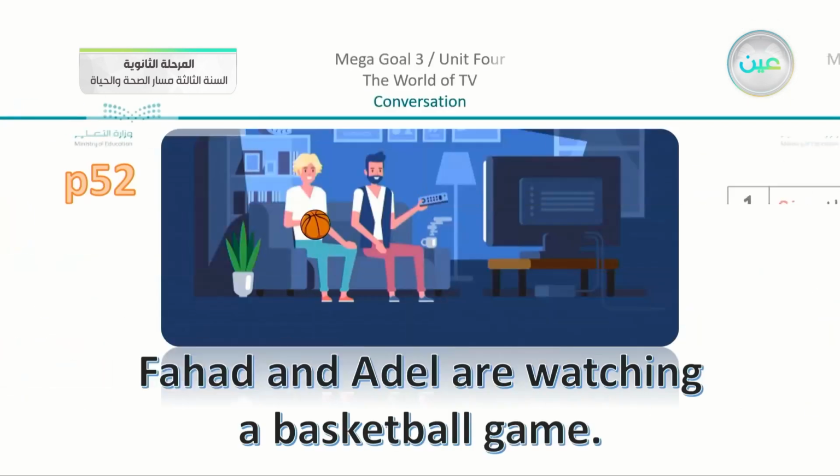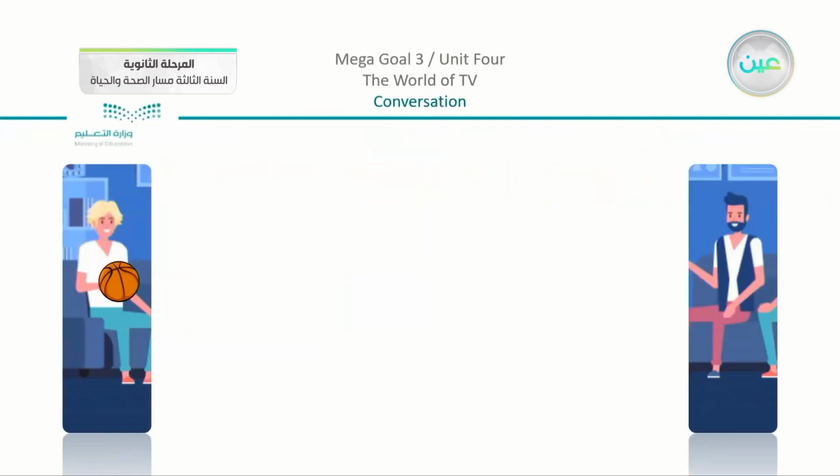So we are going to move on. Open your books on page number 52. We have here Fahad and Adil are watching a basketball game together. So we are going to just listen to the conversation that we have here between the two young men, Fahad and Adil, and then we are going to comment on what is the idea of their conversation. Now we're going to start.